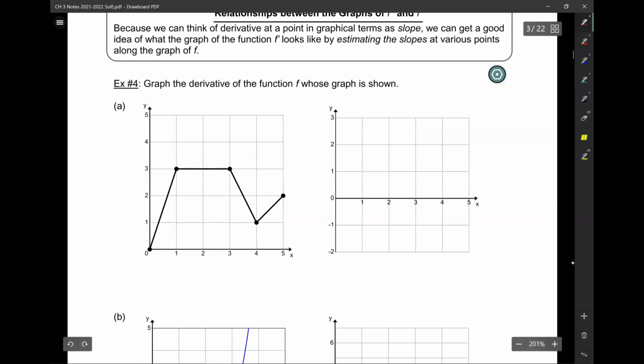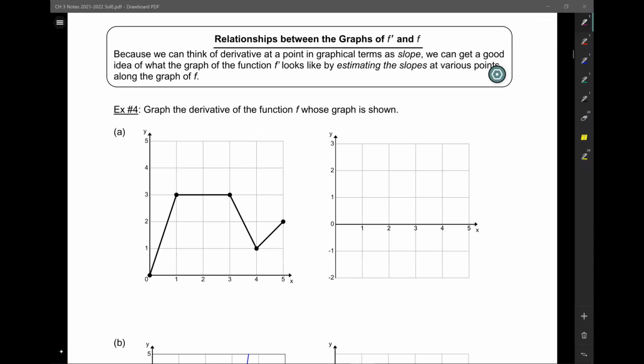Quick question, Ms. Malikian. So this one, a very large portion of calculus is also finding and looking at the relationships between a graph and its derivative.